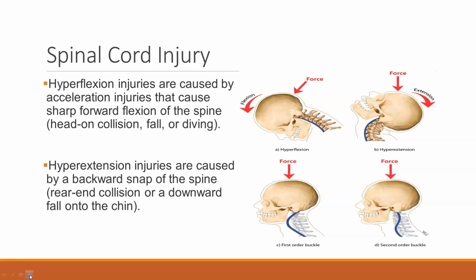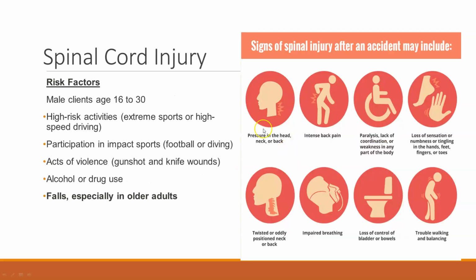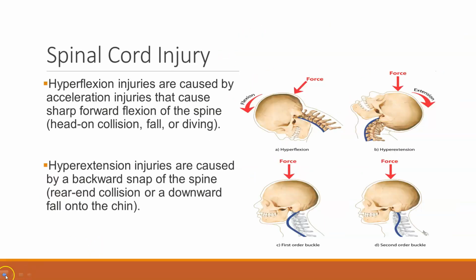Hyperextension is that process of the neck going backwards. It's caused by rear-end collisions or downward falls onto the chin. So you see here on both of these what is happening both positionally and with the force pushing down on the top of the skull. And you see that flexion of the spinal column and how it's buckling.